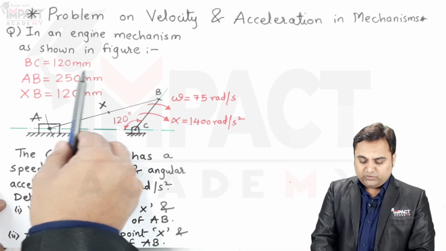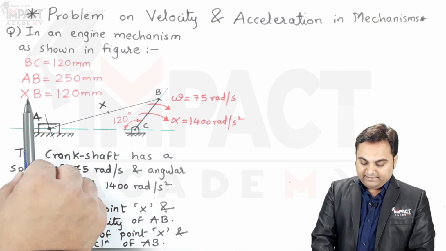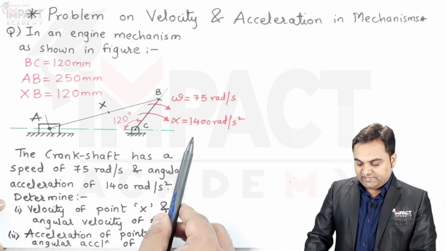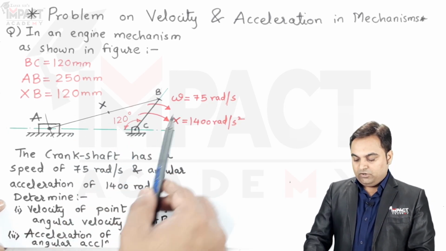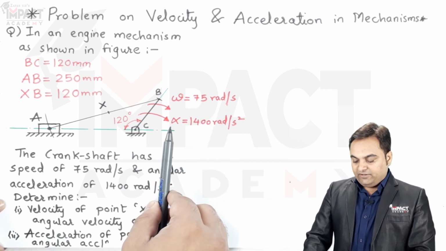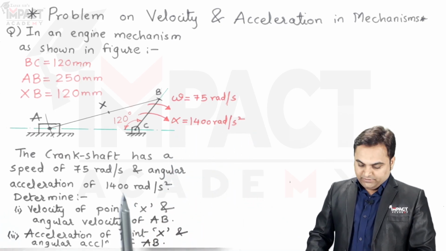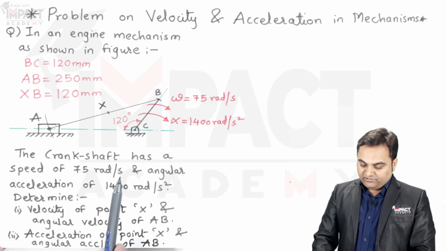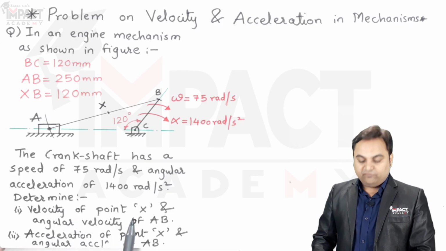Length BC is 120 mm, AB is 250 mm, and XB distance is 120 mm. And as we can see in the diagram, this BC is the crank which is rotating with an angular velocity of omega 75 radian per second and angular acceleration alpha 1400 radian per second square. Then it is given the crankshaft has a speed of 75 radian per second and angular acceleration as explained. Determine the velocity of point X.